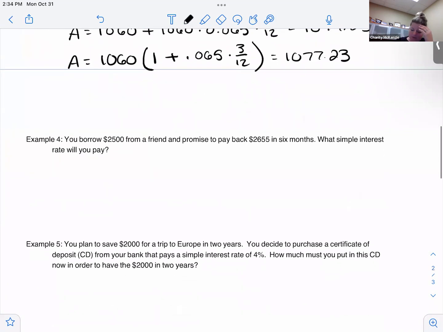Okay, you borrow $2,500 from a friend, and you promise to pay back $2,655 in 6 months. What was your rate? So we're finding something else. So we have to think, okay, at the end, our future value was $2,655. Okay, and we started with $2,500. Ooh, what formula do we want to use?